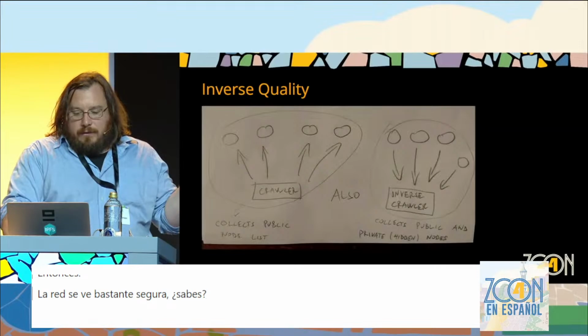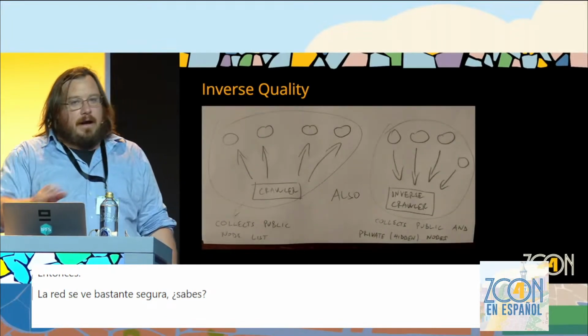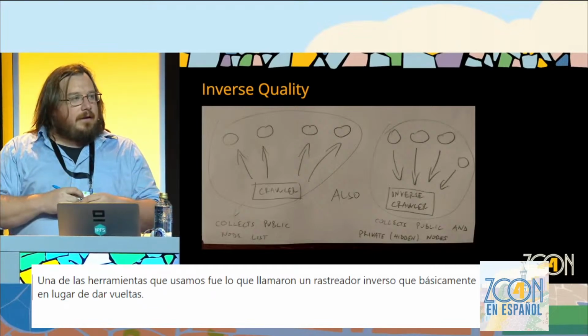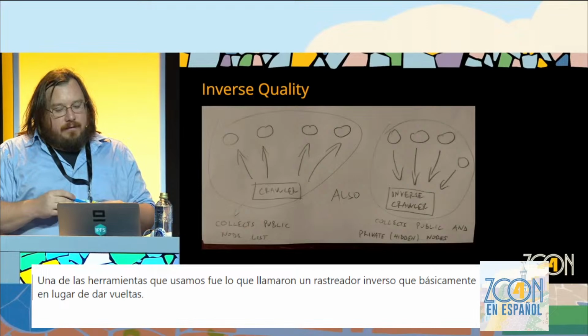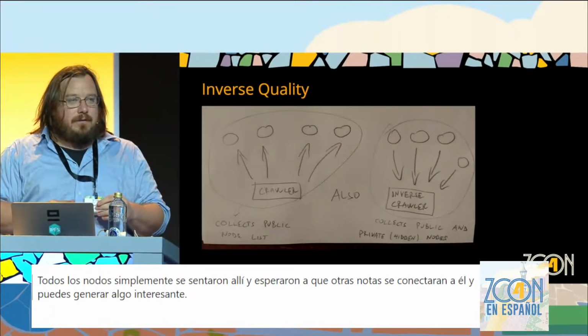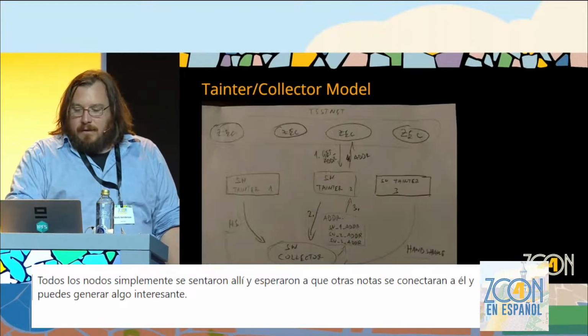One of the tools we used was what they called an inverse crawler, which basically, instead of going around to all the nodes, it just kind of sat there and waited for other nodes to connect to it. And you can generate an interesting public and private list. Some hidden nodes would connect, and then we would know about them too. So that's something to consider.